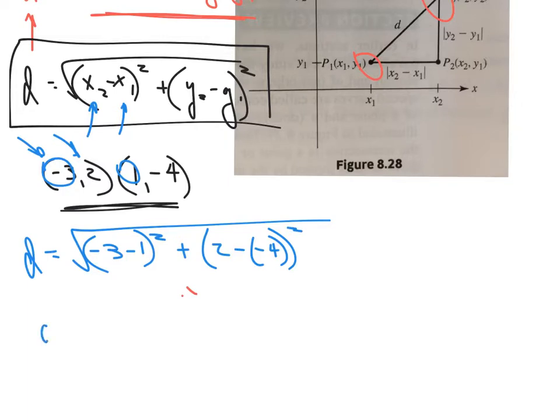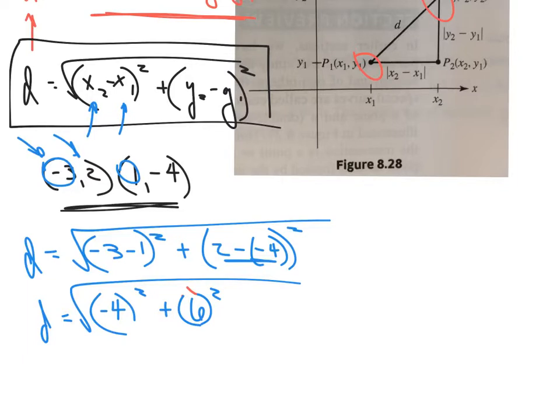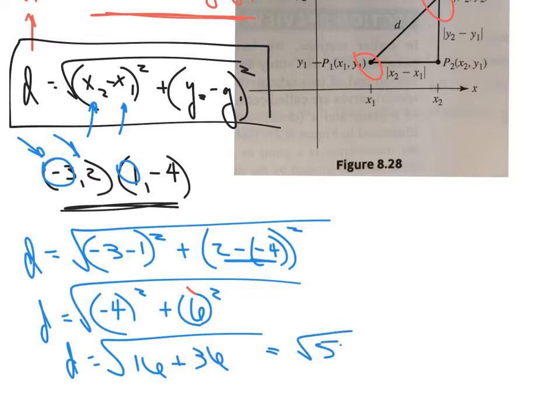Okay, so distance equals the radical of (-3 minus 1), which is -4, squared, plus (2 plus 4), which is 6, squared. So my distance equals the square root of 16 plus 36, which equals the square root of 52.